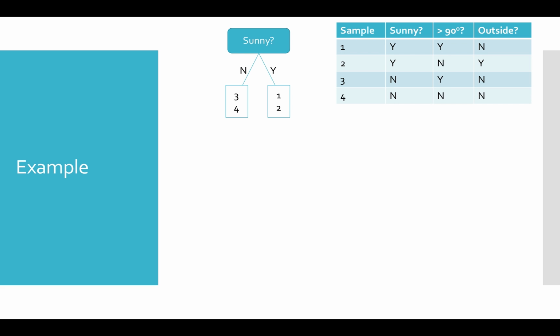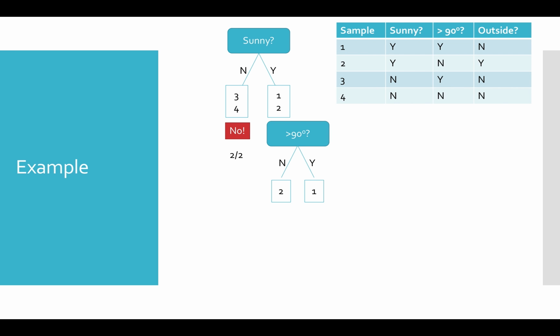Well, then let's ask another question. First, let's look at the left side of the tree. We can see that we have 2 samples on the left side of the tree, and both of them have a label of no for outside. We don't need to ask another question if both of those have the label of no, because we can just say no and be done with it, and we'll get 100% on that side of the tree. Let's move on to the other side. On the other side, we have a label of yes and a label of no, so we're getting 50% accuracy on that side of the tree.